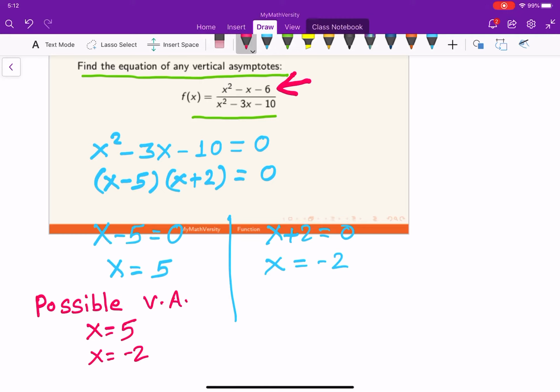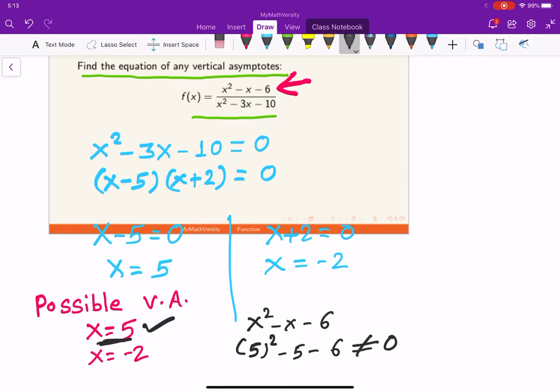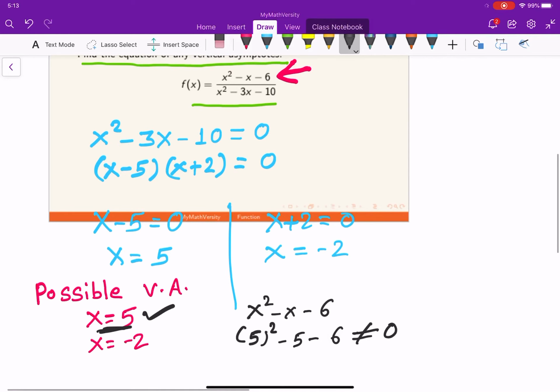Okay, so why don't we just check that? Let me plug x equal to 5 into this numerator. On the numerator I have x squared minus x minus 6. When I replace x with 5, what do I get? 5 squared minus 5 minus 6. 5 squared is 25, 25 minus 5 is 20, 20 minus 6 is 14, certainly not equal to 0. Awesome, so this is our vertical asymptote. Since at x equal to 5 the denominator is 0 and the numerator is not, x equal to 5 is clearly the vertical asymptote.